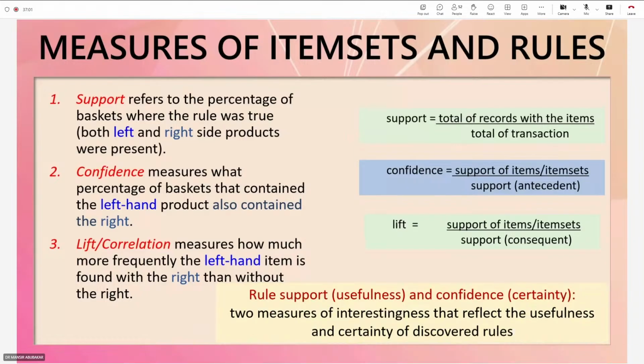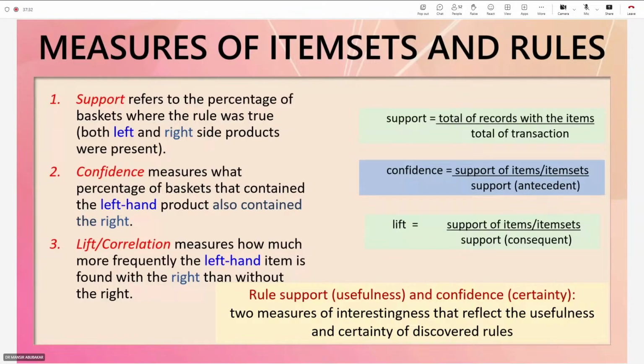So rule support is trying to give us the usefulness of the association, while the confidence gives us the certainty, from the name. We are confident that if this particular item A is present, then item B can also be present, on the left-hand side or the right-hand side. So these are the two most important measures of interestingness, reflecting the usefulness and the certainty of discovered rules.